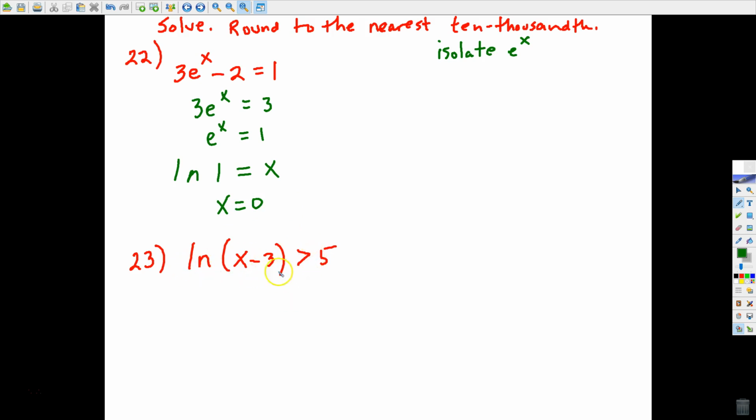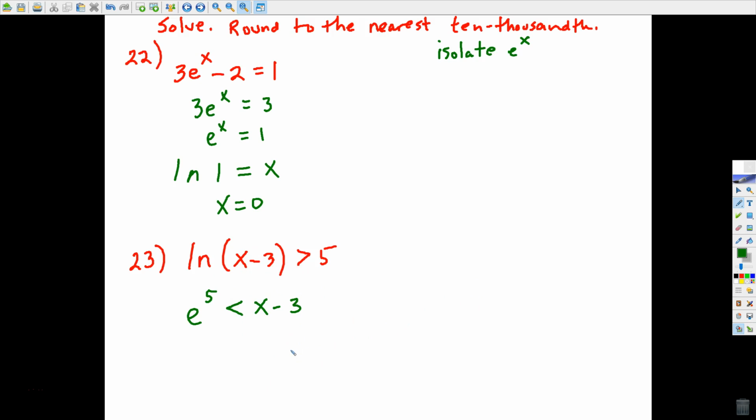Okay, this is a natural log equation. It needs to be changed into exponential form. The base of the natural log is e. So I'm going to do e to the 5th power. And notice the inequality is pointing at the exponent 5, so it still should be pointing at 5. And I'm going to let that equal x minus 3.